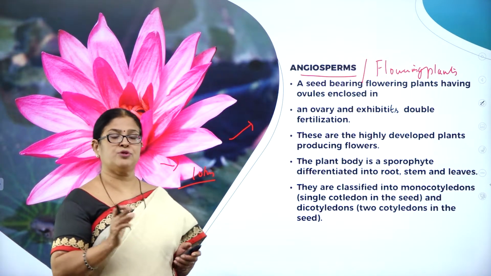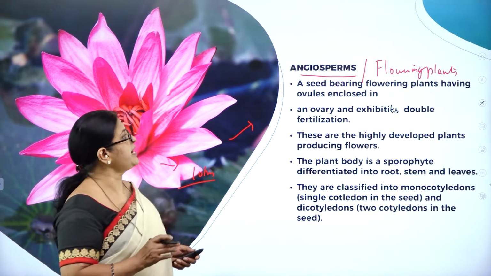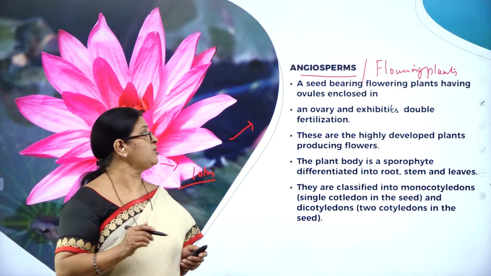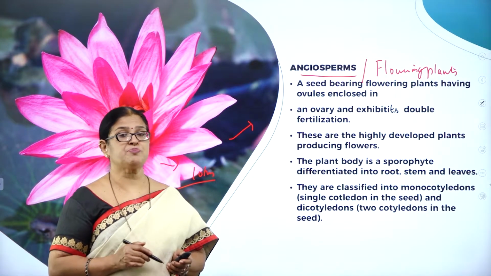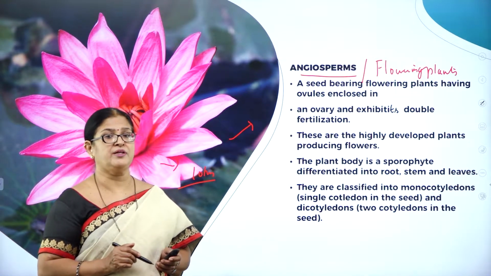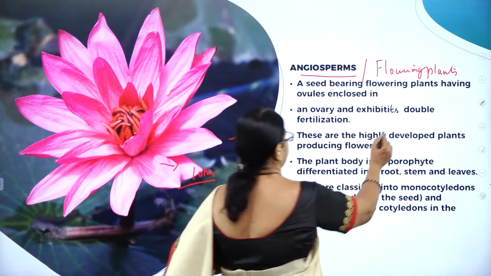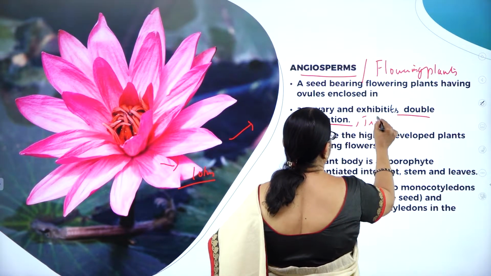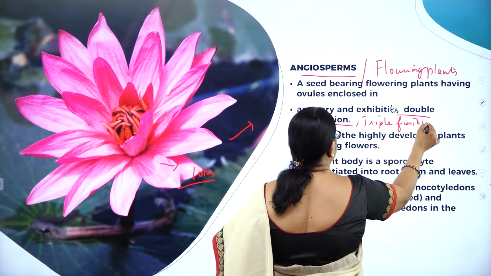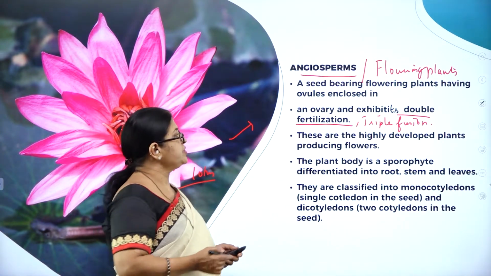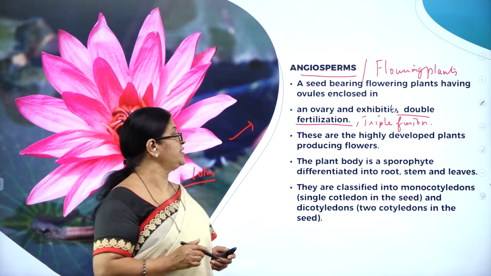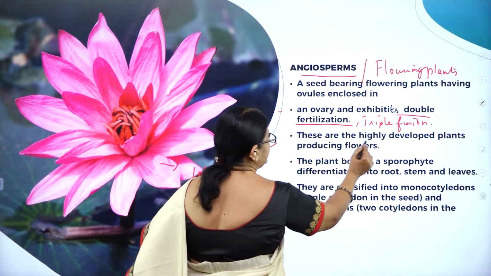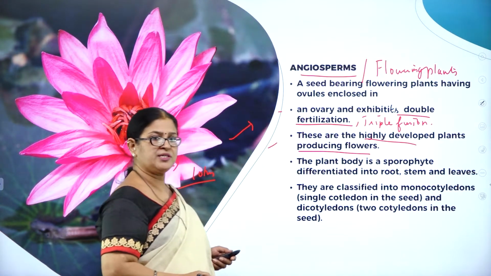So angiosperms are a group of plants which are called flowering plants, and they are seed-bearing plants and have ovules enclosed in an ovary, and angiosperms exhibit a very unique phenomenon called double fertilization. Double fertilization can also be called triple fusion. So these are the highly developed plants producing flowers.